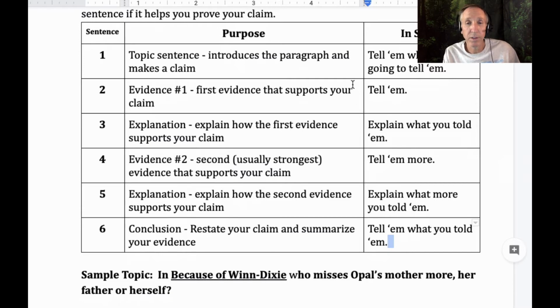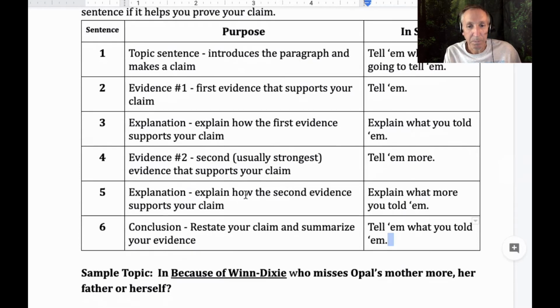So in short, in a 6-sentence paragraph, you're going to tell them what you're going to tell them. You're going to tell them. You're going to explain what you told them. You're going to tell them more. You're going to explain what more you told them. And then you're going to tell them what you told them. All right? Make sense? Let me give you an example.